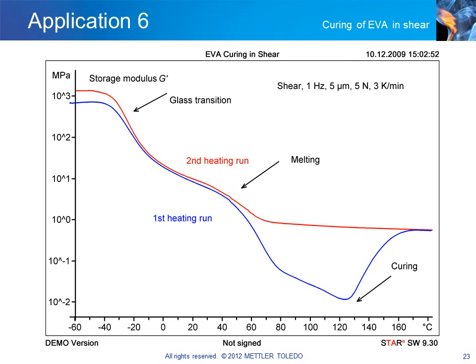In DMA, one makes use of the fact that the shear modulus G' is proportional to the crosslinking density. The higher the value of G', the greater the crosslinking density. The first heating run shows the decrease in the modulus at the glass transition and on melting, and finally the curing reaction where the modulus increases. The same sample was then cooled and measured a second time. The second heating run shows the glass transition and melting, but no post-curing. The modulus reaches the same value as at the end of the first heating run.